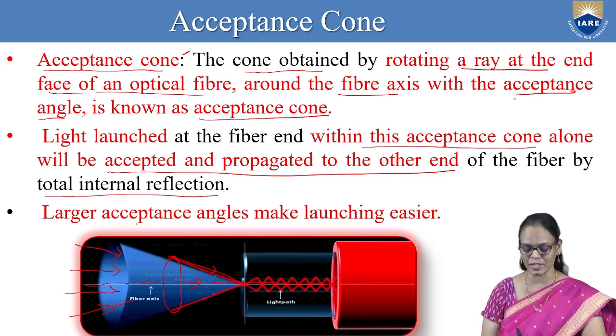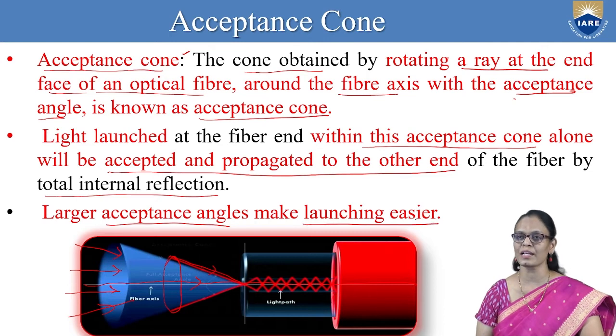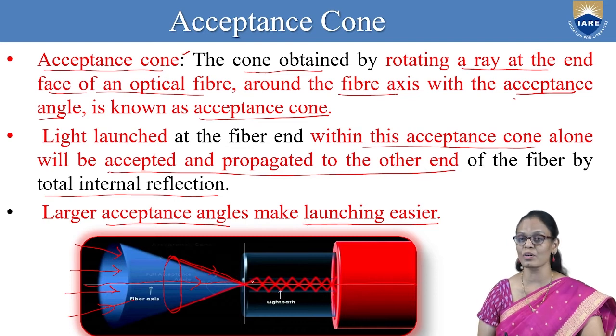So if you have larger acceptance angles, meaning a larger cone, it makes the launching easier. Launching the light inside the optical fiber is also a very important thing. So how do we get a larger acceptance cone? If the acceptance angle is larger, larger acceptance angles make launching easier. Launching here means launching of the signal. If the signal has to propagate through the optical fiber, it has to be incident at a particular angle, which we call the acceptance angle. So larger acceptance angles make launching easier.